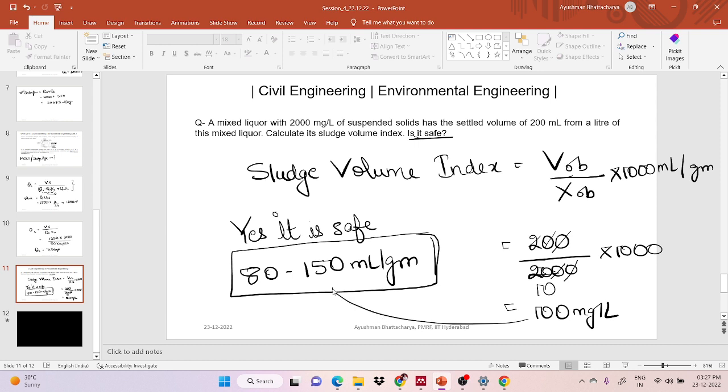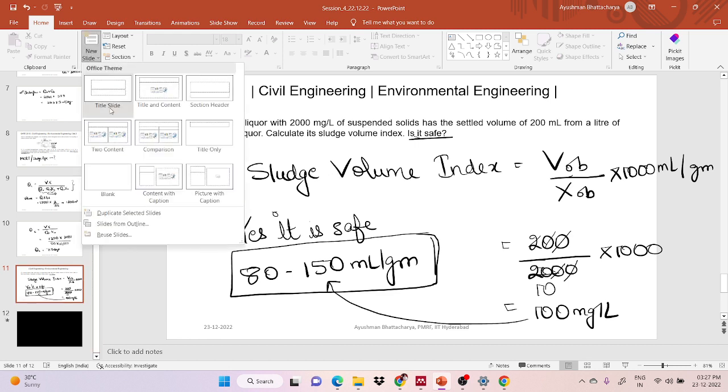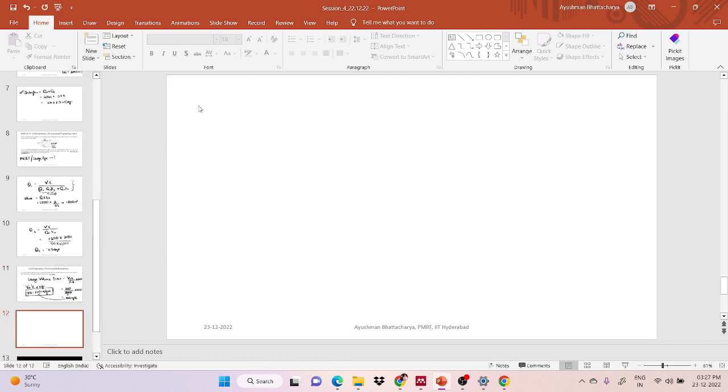So yes, it is safe. So this is all about today's class. Before leaving, I will discuss a few more design parameters, so that you will be well acquainted with some terms like sludge volume index or HRT, substrate specific growth utilization rate. For that, I will just write. Because in the question they can ask you one way or the other, you should know what these parameters mean.